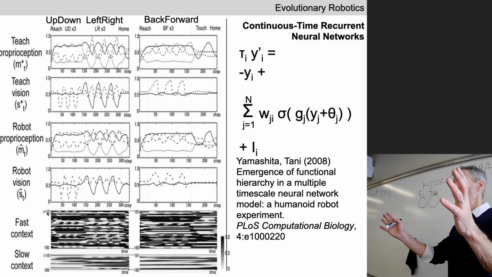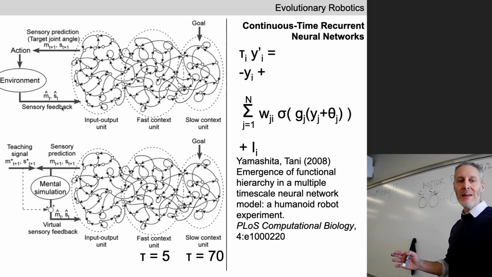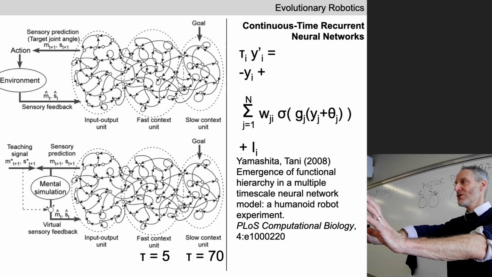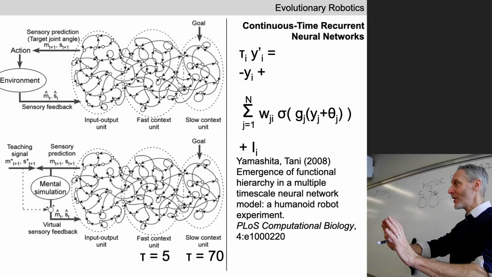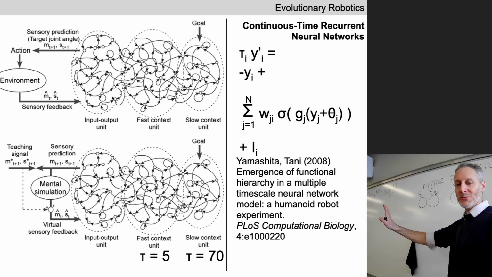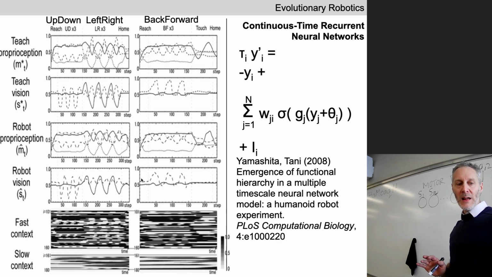The first 100 neurons are the input-output neurons. These are the ones that are directly sensing the world and acting on the world. In this experiment, those are the least interesting neurons. We're not even going to bother plotting them. We're more interested in this group and this group.